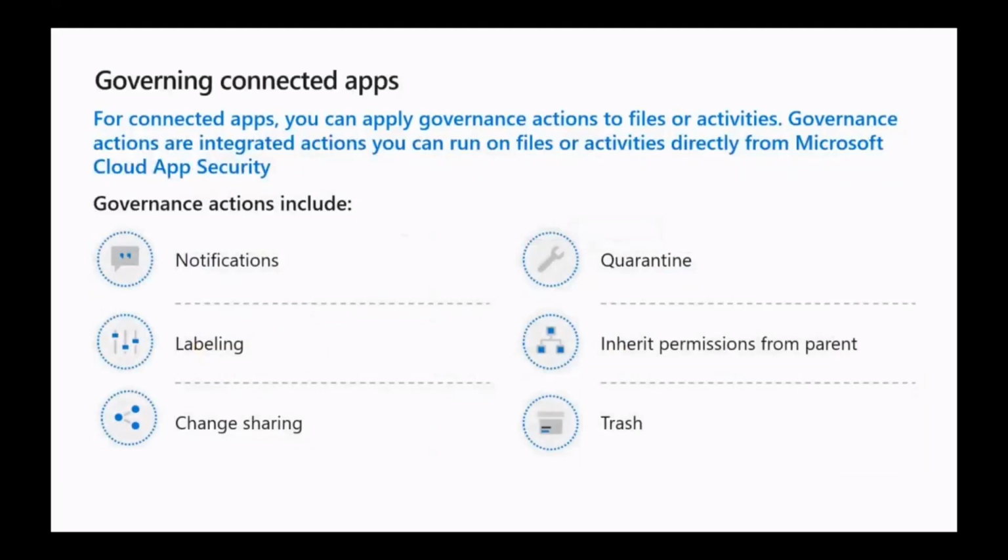And then, how can you govern connected applications? For connected applications, you can apply governance actions to files or even activities. Governance actions are integrated actions you can run on files or activities directly from the Microsoft Cloud Application Security Catalog. Governance actions could include notifications, quarantine actions, labeling actions, and more about labels in a minute, inheriting permissions from the parent, changing sharing, and those that could go directly into the trash.